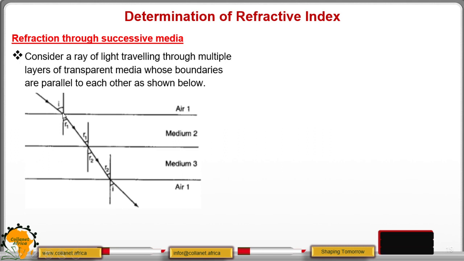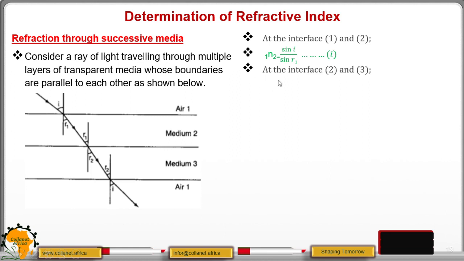We have a ray that is coming from air, then through medium 2, through medium 3, and then back to air. Now at the first interface, that is interface 1 and 2, you find that the refractive index of medium 2 with respect to medium 1 will be equal to sine I over sine R1. Then at the interface 2 and 3, this part, you'll get that the refractive index of medium 3 with respect to medium 2 will be sine R1 over sine R2.